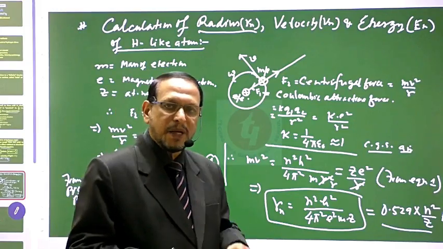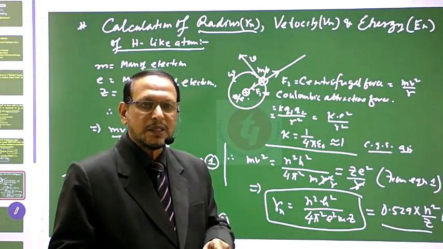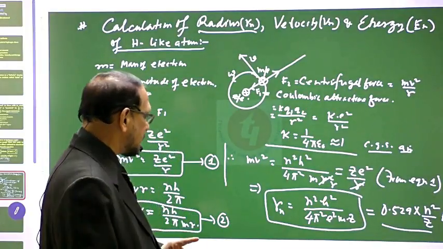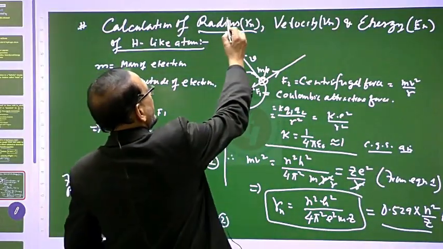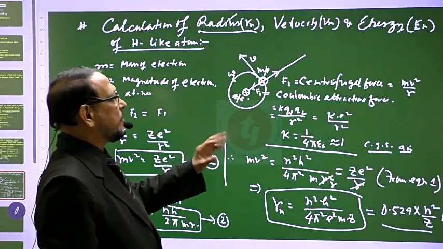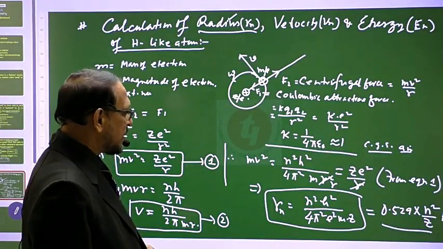Helium ion, He plus ion, or lithium Li2 plus ion. In lithium, 3 electrons are there, 2 are lost. That means 1 electron remains. So we have done the radius calculations. Now our objective is to calculate the velocity. How do you calculate the velocity?